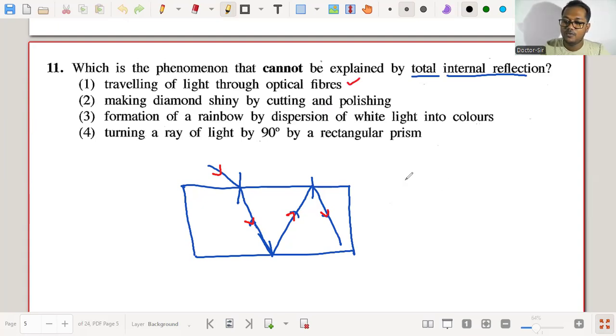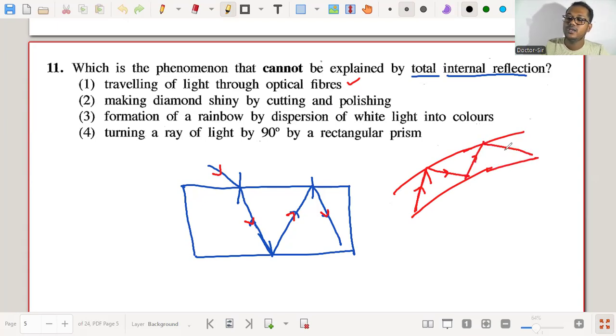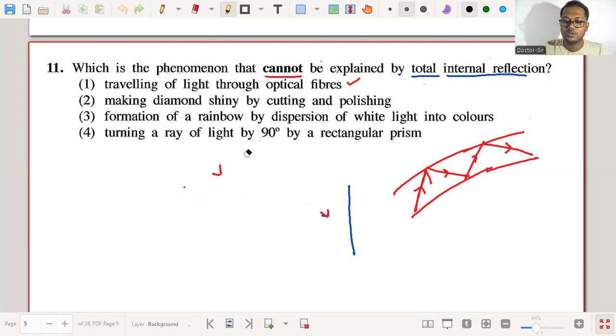So fiber optics are made using this phenomenon. It is correct. Why? Fiber optic cables transmit the signal. The signal rays go and reflect internally throughout the fiber optic. So the fiber optic is correct. They ask about the one that cannot be explained, so that is not the answer. Then we have to think about the other one. They asked about the diamond, making it shiny by cutting and polishing the diamond.